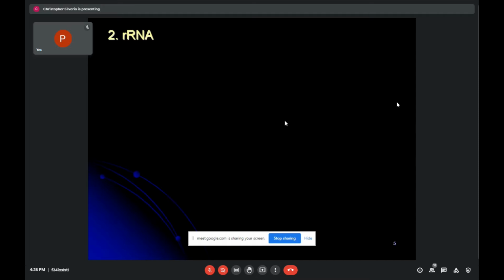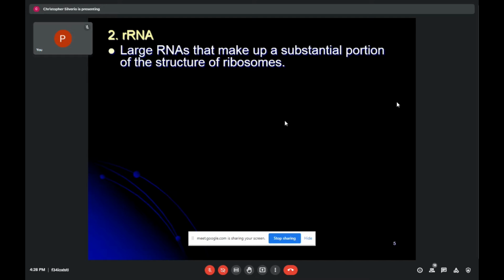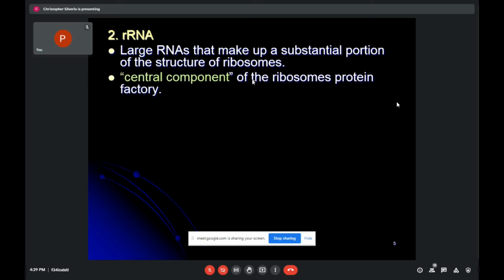Ribosomal RNA. What is the function of ribosomal RNA? It is a large RNA that makes up a substantial portion of the structure of the ribosomes. It is the central component of the ribosome's protein factory.